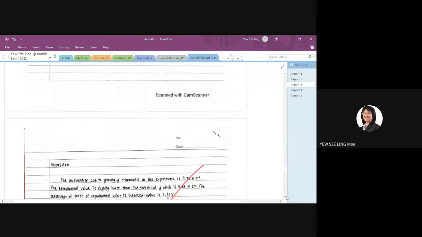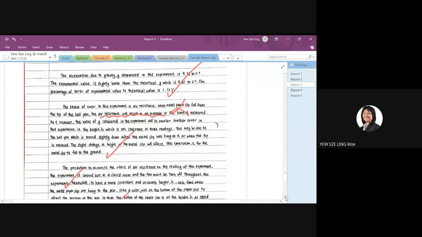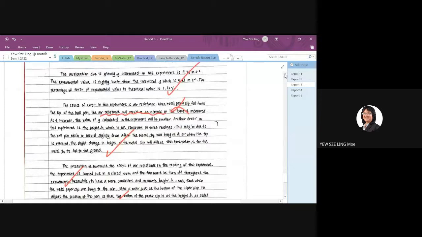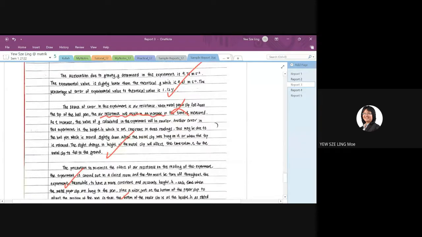So this report I think has a good discussion if I'm not mistaken. Let's see. The acceleration due to gravity in this experiment, good. It's slightly lower than the theoretical value. The percentage of error is 1.12. Then you should add one more sentence: it is accepted because the error is less than 20%. So you add one more sentence because it's less than 20%.